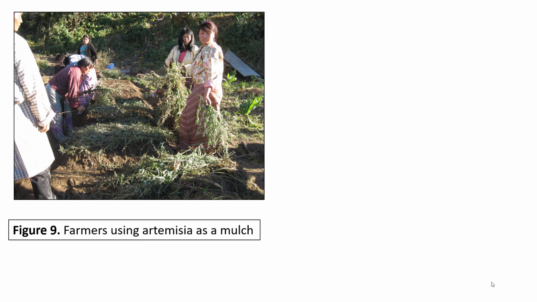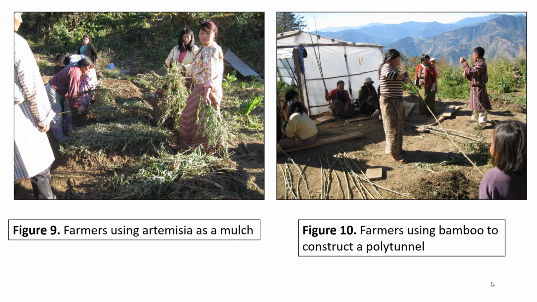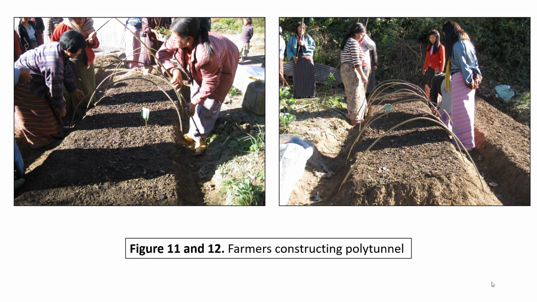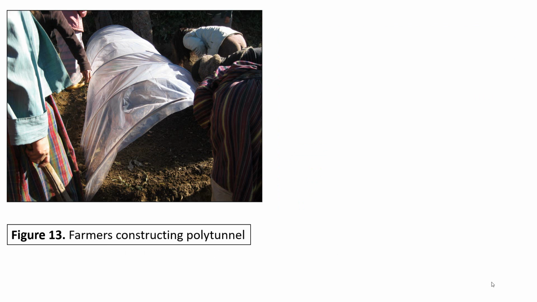Figure 9, farmers using artemisia as a mulch. Figure 10, farmers using bamboo to construct a polytunnel. Here the farmers are not only learning the necessary techniques and stages of vegetable nursery raising, but also making efficient use of locally available materials. Figure 11 and 12, farmers constructing polytunnel. Figure 13, farmers constructing polytunnel.